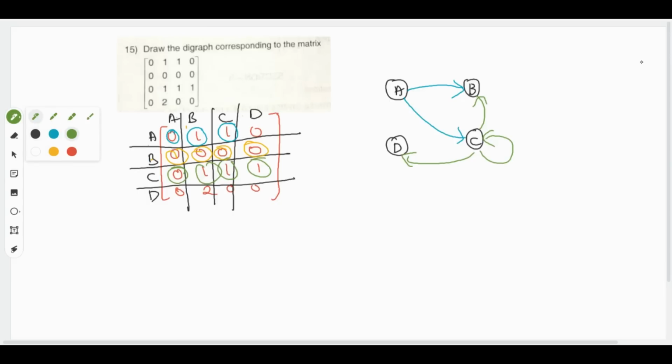Then going with the next one, the last one. D to A is 0, D to B is 2. So D to B is 1 and D to B it is 1, 2. Okay. Then it is 2. The remaining all are 0. So here this is the graph. We can write the same graph in this way also.